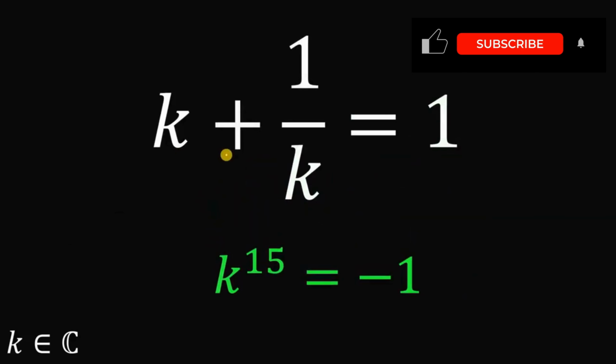Therefore, given that k plus 1 over k equals 1, where k is a complex number, then k raised to the power of 15 equals negative 1. And as always, we are done.